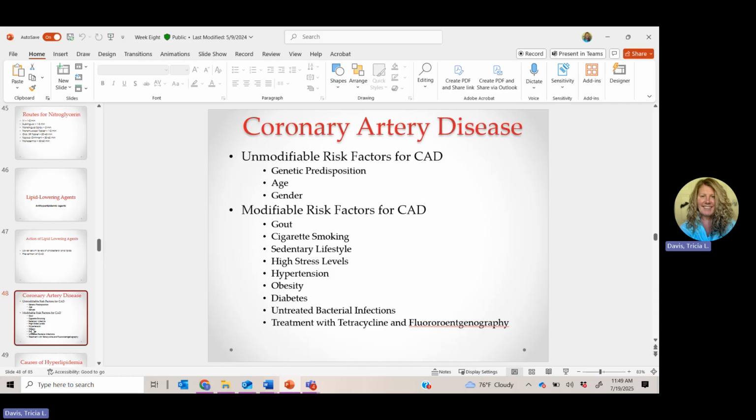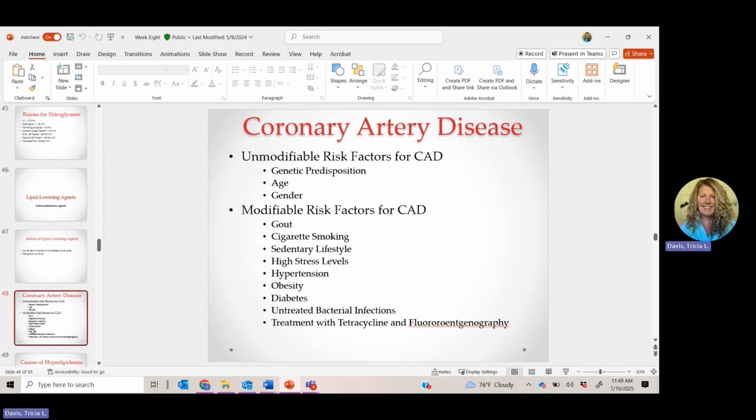There are some risk factors for coronary artery disease. You guys need to know these. We have some unmodifiable risks, which are things that we are not able to change. And then we have modifiable risks, which are things that we can change. So our unmodifiable risks, things we cannot change, are going to be obviously our age, gender, and our genetic predisposition.